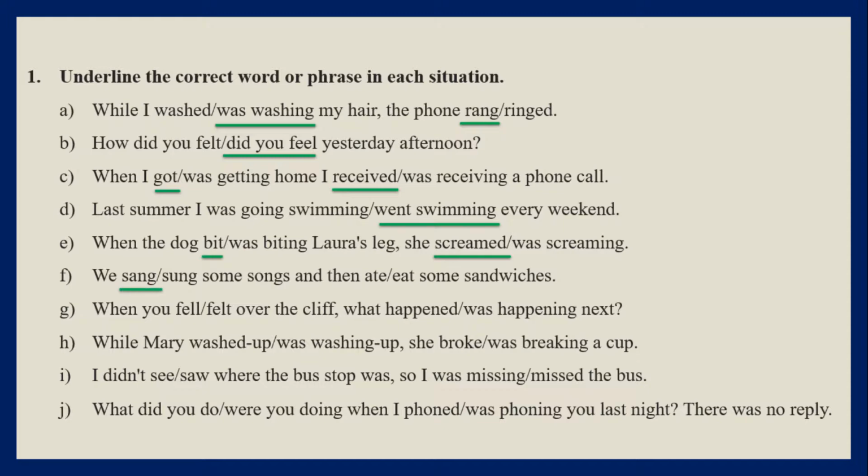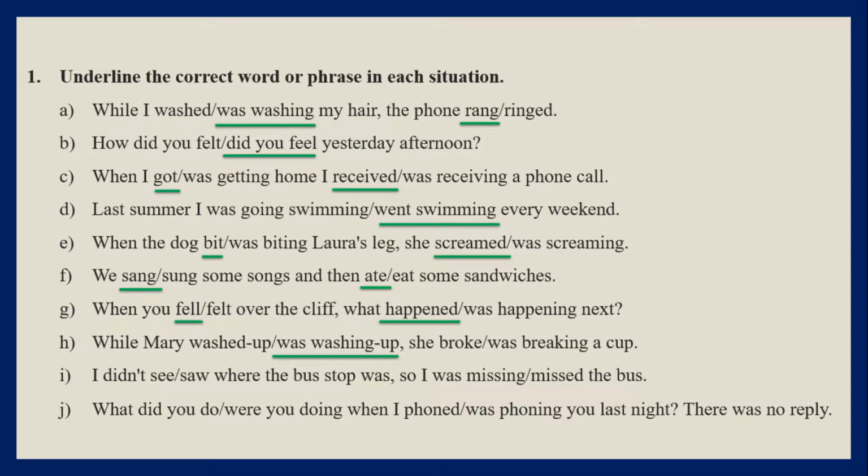F. We sang some songs, because sang is the past form of the verb sing, which is an irregular verb. We sang some songs and then ate some sandwiches. Ate in here, this is your second main event, so again we use past simple to describe it. G. When you fell over the cliff, fell is the past form of fall, which is another irregular verb. What happened next? Again, something happened is your main event. We use past simple.